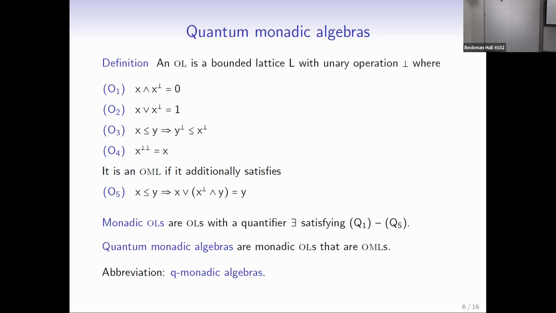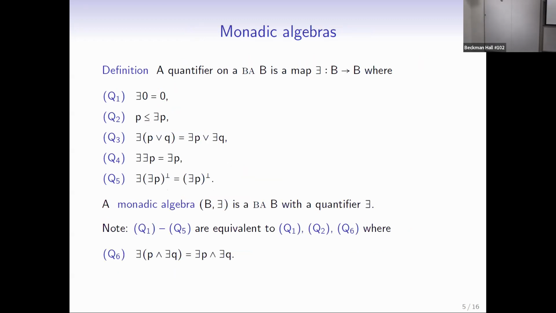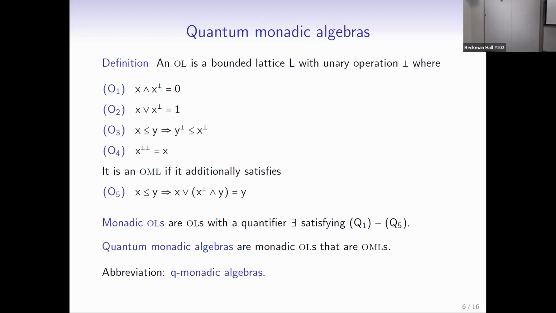So monadic ortholattices are just ortholattices with a quantifier satisfying these 4 things or 5 things that we had before. So we just changed the carrier from being a Boolean algebra to being an ortholattice. And a quantum monadic algebra is the same thing, except we make the carrier an orthomodular lattice. And so the abbreviation is quantum monadic algebra.